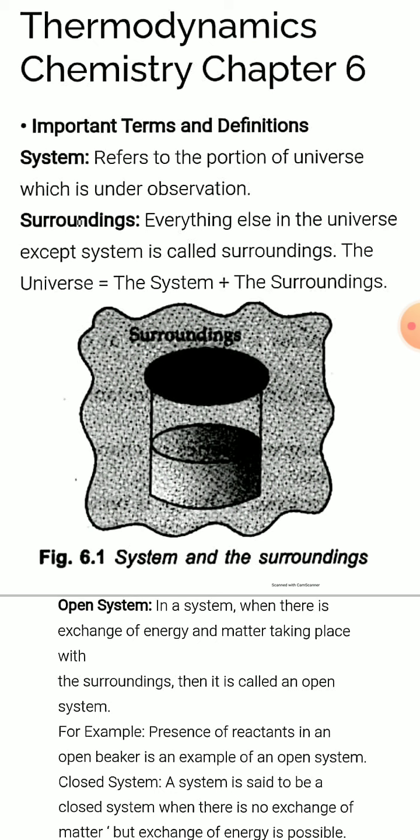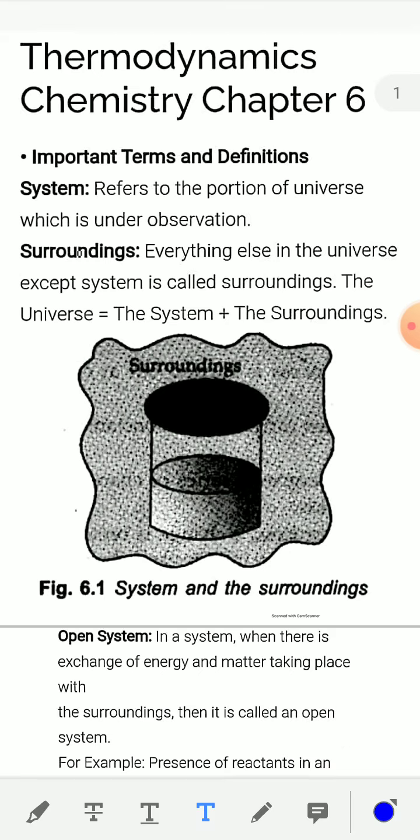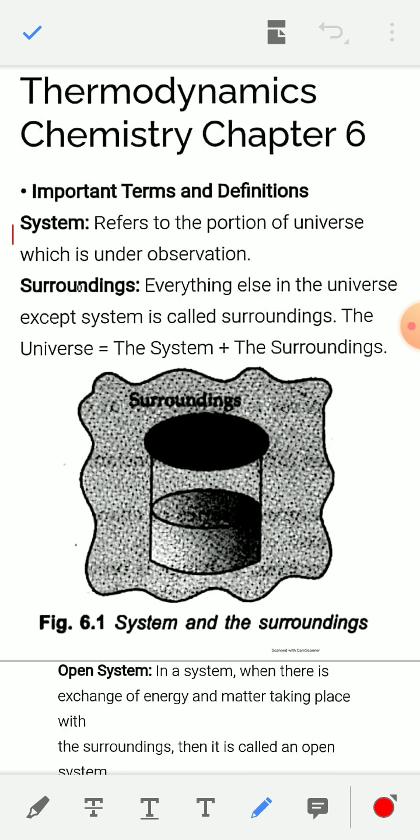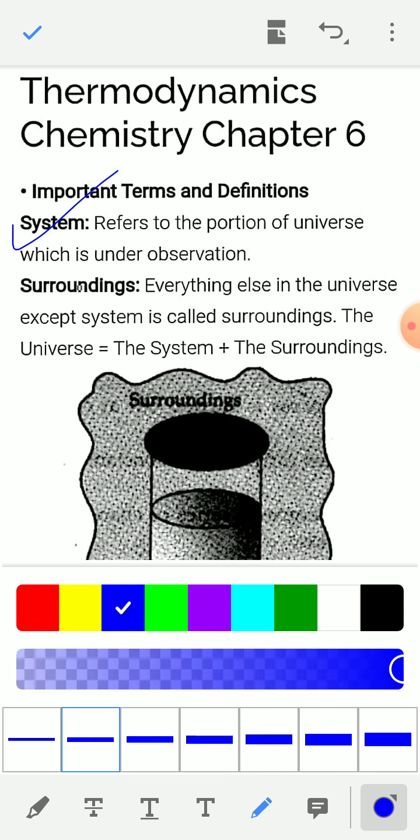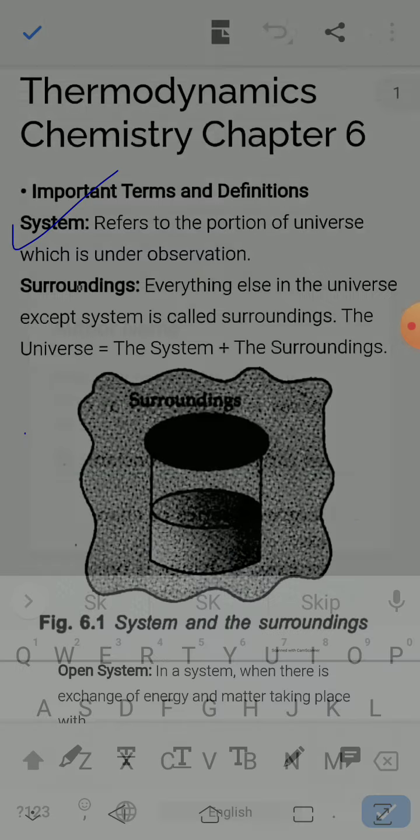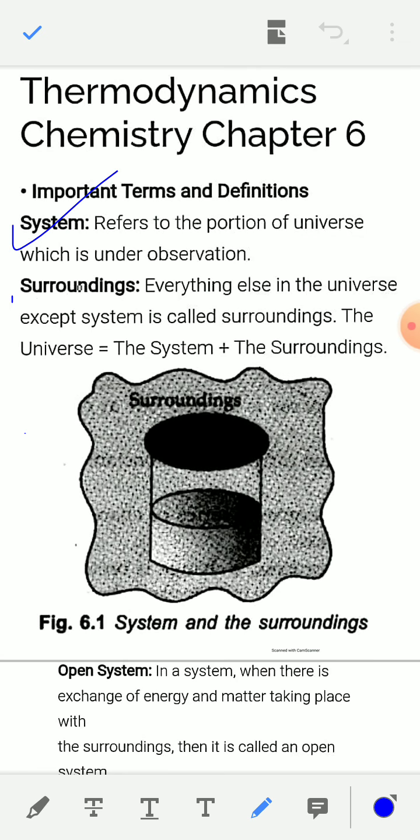So the first term is system. What is system? System refers to the portion of the universe which is under observation. The second term is surroundings. Everything else in the universe except the system is called surroundings, and the universe is formed by the combination of system and surroundings.